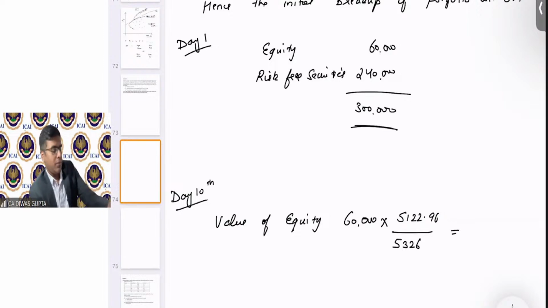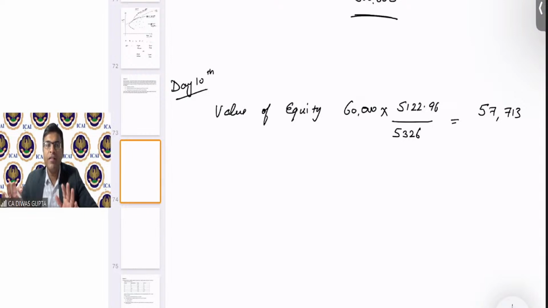So this is how much? 60,000 into 5122.96 divided by 5326. So this is actually 57,713. Tanisha, just check once. It should reduce. The value should go down because the Nifty was at a level of 5326. Now the Nifty has come down to 5122.96. And hence, the overall value of equity has gone down. Till now, all of you are there with me, students. Is there any other doubt in the mind? Please do let me know. Yes, Tanisha, now it is right.